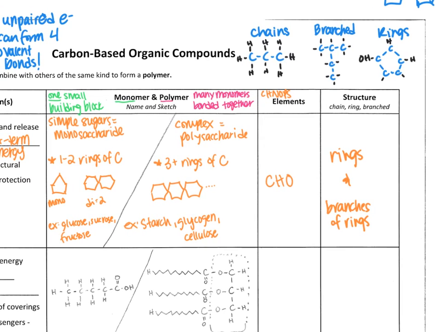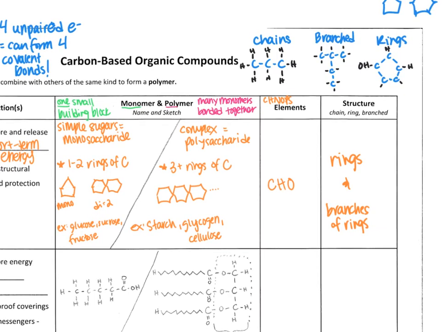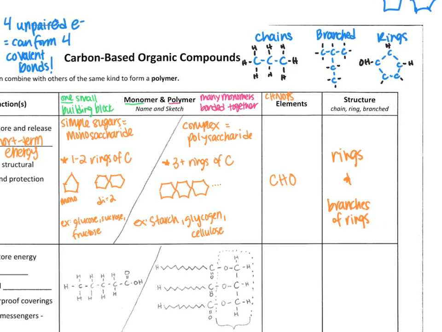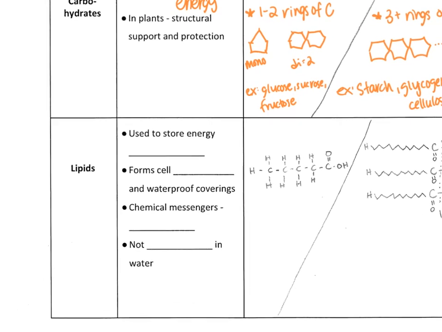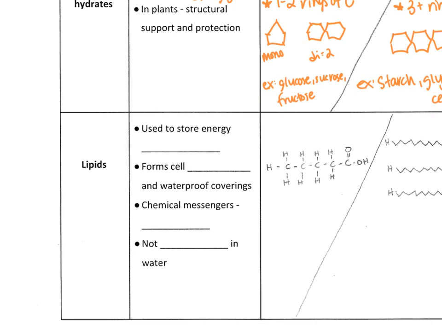Okay, so that is carbohydrates in a nutshell. Let's dive into the next group, which is lipids. Lipids are used to store energy long term. Similar to the carbohydrates, they're both used to store energy, but carbohydrates are for quick energy release and lipids are for long-term energy storage.